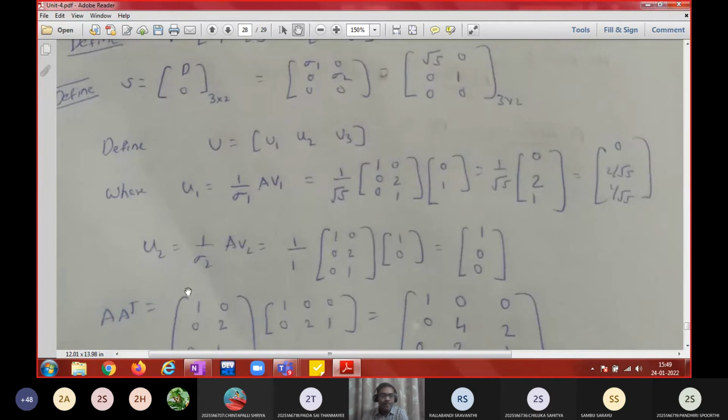What is U2? 1 by sigma 2 into AV2. What is sigma 2? Sigma 2 is 1. A is the matrix. V2 is the second vector of V.